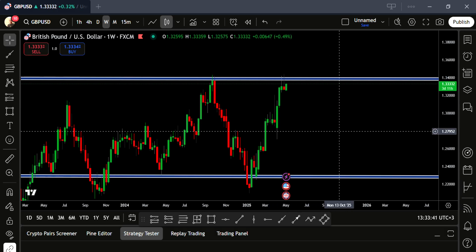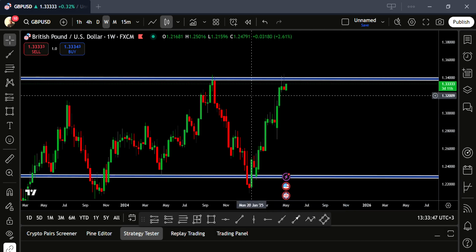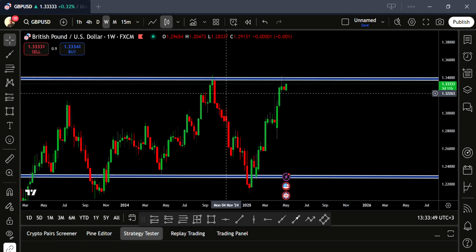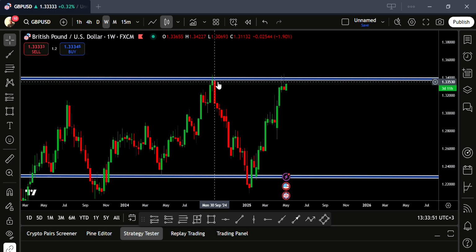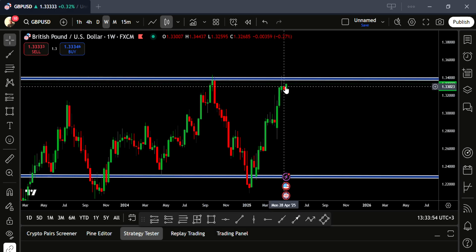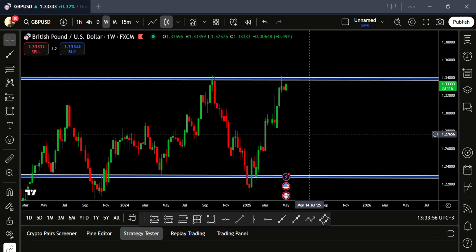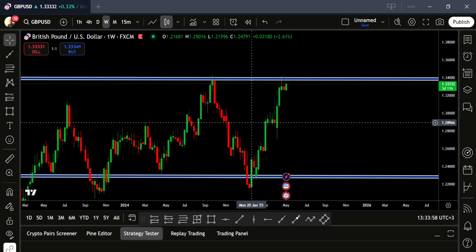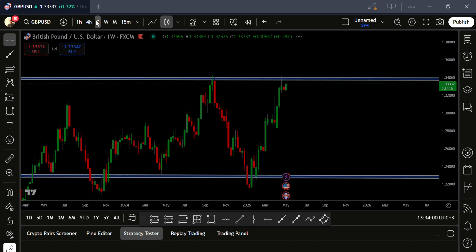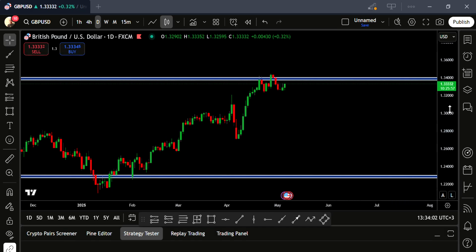Good. Now we go to the daily to look for a bearish storyline, strictly bearish storyline. Why? Because we are at a place of resistance. It is forming a double top on the monthly and on the weekly, and then there is a rejection on that support. So we are only looking for sales. That's why we look for a bearish storyline on the daily. So we go to the daily to look for a bearish storyline.